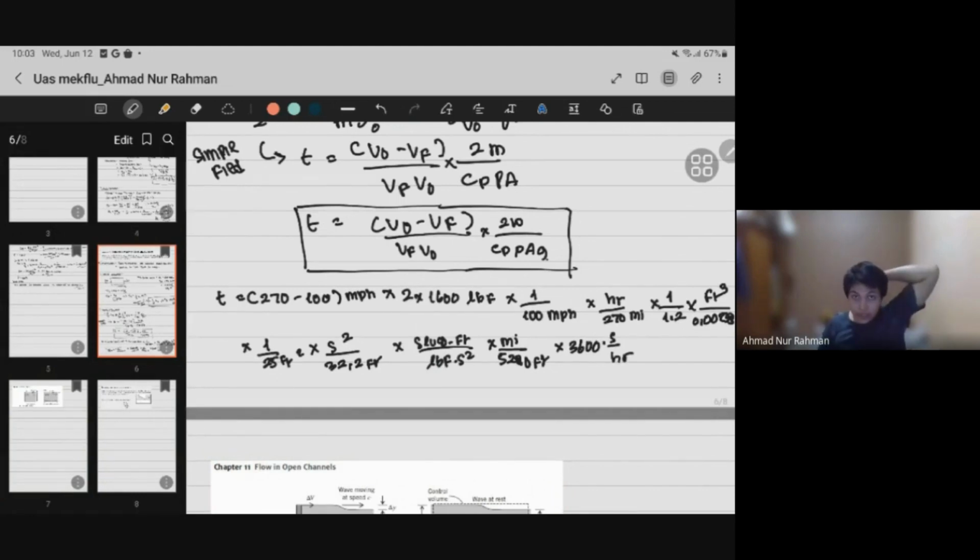So what we get is that we can begin to cancel units. The slug cancels, lbf cancels, feet cancels, hour cancels, miles cancel. So the result we get is time of 5.05 seconds. This is the time that we need.